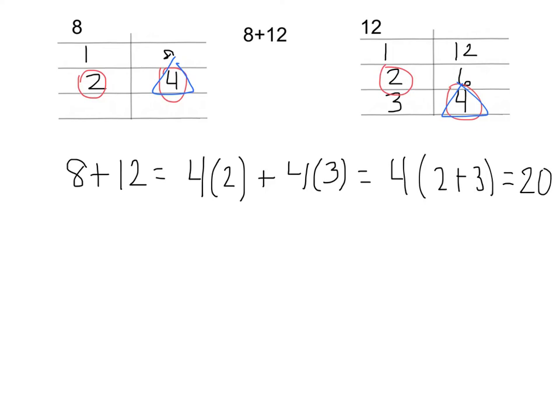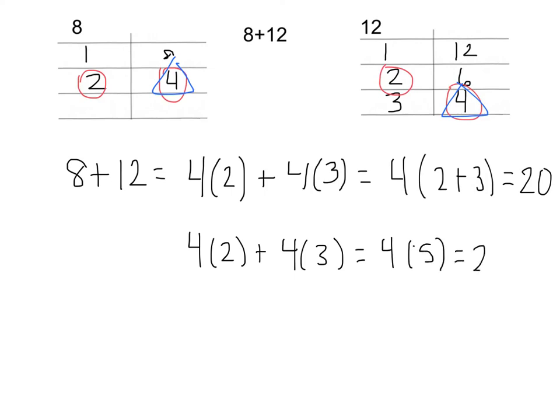Another way to do it would still be having your 4 and your 2 plus your 4 and your 3, but instead of putting the 2 and the 3 in the same parentheses, we would just add 2 and 3, so it would be 4 times parentheses 5, which also equals 20. So by using the distributive property in factors, we can see that 8 plus 12 equals 20.